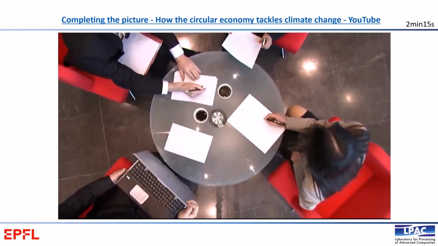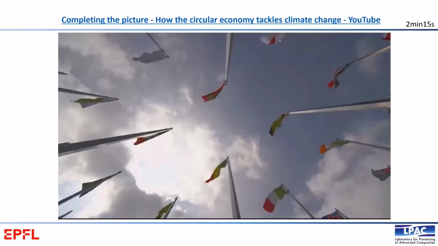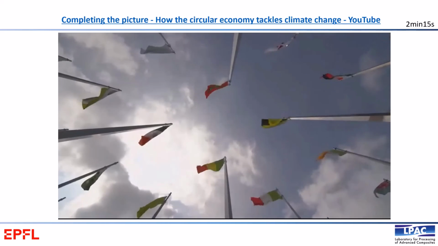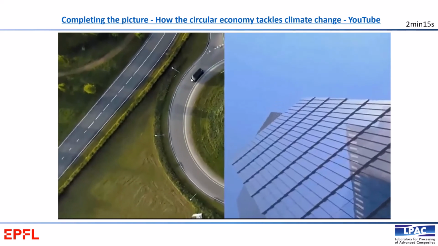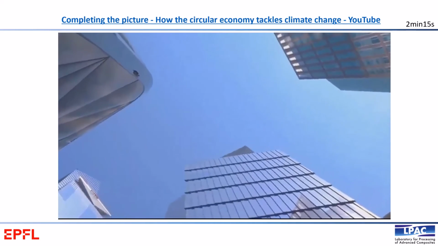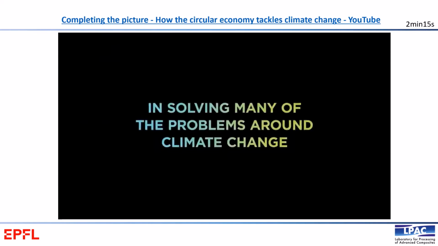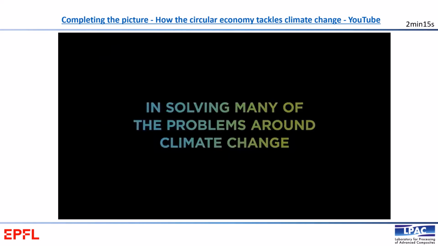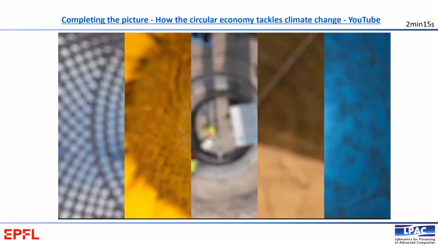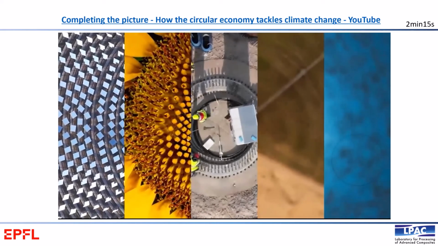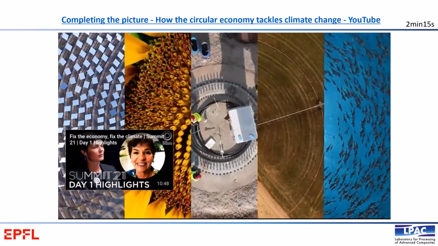So how do we make this transition? By businesses embedding the circular economy in their climate strategies and redesigning products and services, by governments setting enabling policies and putting the necessary infrastructure in place, and by investors mobilizing capital towards circular economy solutions. The circular economy plays a really key role in solving many of the problems around climate change. But it also builds a more resilient economy. A complete picture of a thriving zero emissions economy is coming into focus. The mission now is to make it a reality.